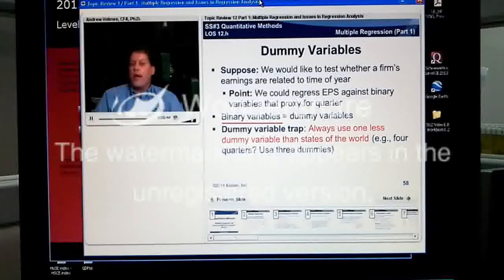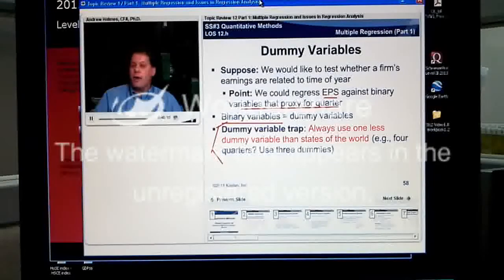Well, we can regress EPS, that is earnings per share, against binary variables that proxy for quarter. So if you want to know how EPS changes for each quarter, we can put in some binary variables or some dummy variables for the quarter that the earnings observation comes from. So the dummy variable trap, a couple of things you need to know here. One is the dummy variable trap, but then you need to know how to interpret the dummy variables. If you got that, then I think you know just about everything you need to know about dummy variables.